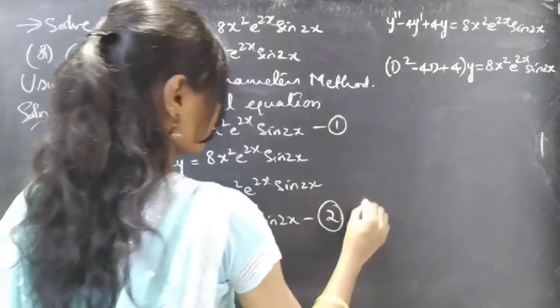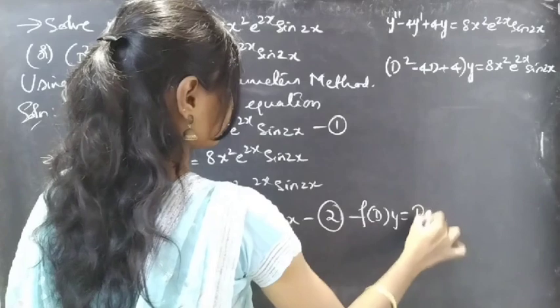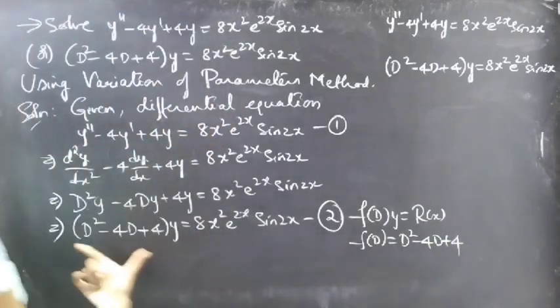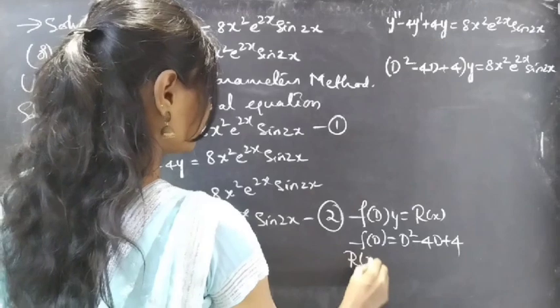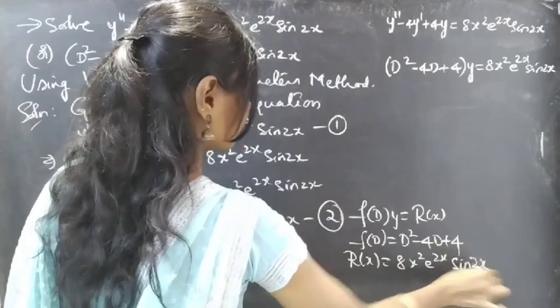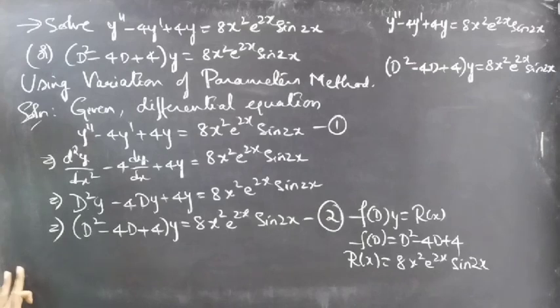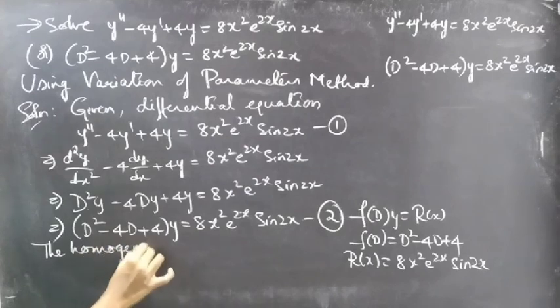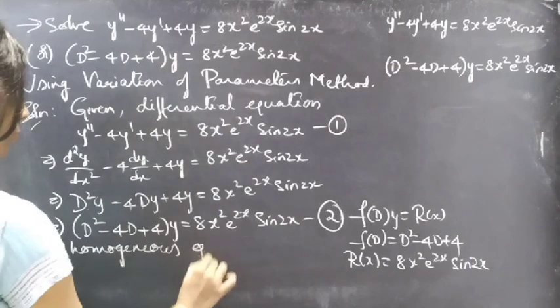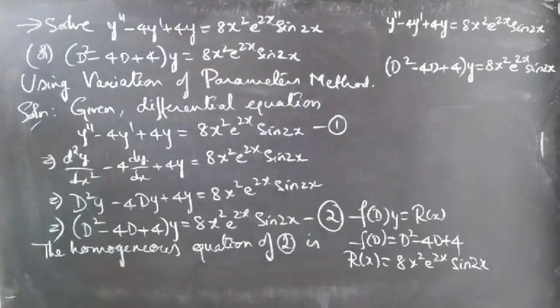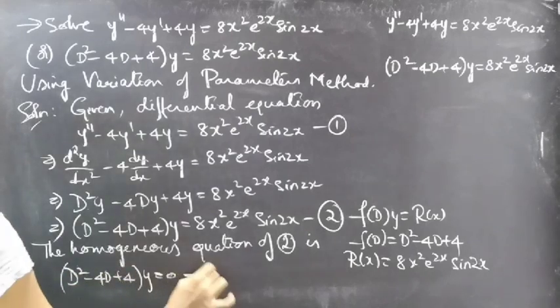Say f(D) y = some function of x, where f(D) is D² - 4D + 4, and r(x) is 8x² e^(2x) sin 2x. Right? Let's now write the homogeneous equation of equation 2. The homogeneous equation of 2 is (D² - 4D + 4) y = 0. Consider this as equation number 3.